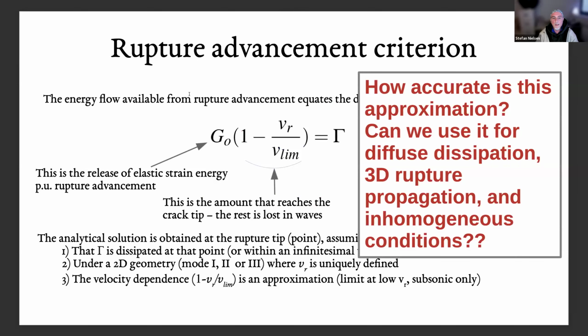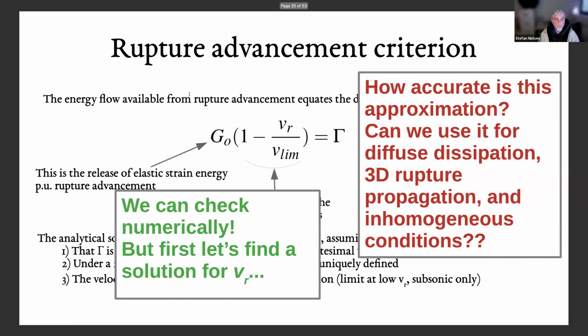So how accurate is this approximation? Can we use it for dissipation which is non-local to the rupture tip, but more distributed, like in the case of frictional weakening, especially in the first phase of the rupture propagation, where the front is still extended and not contracted due to Lorentz contraction as later in the propagation? And are we allowed to use that for inhomogeneous conditions in terms of the scaling and the general behavior? So we can check numerically, because this is an analytical solution. Let's test it and see what its limitations are in the more general cases.